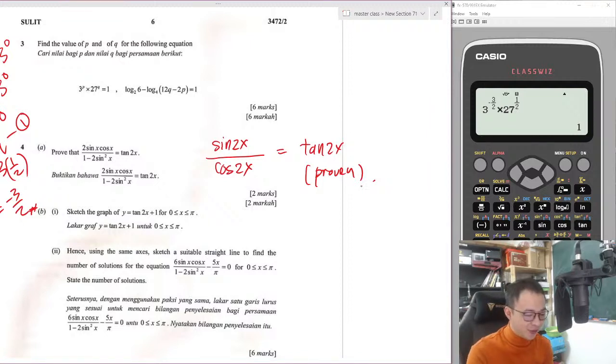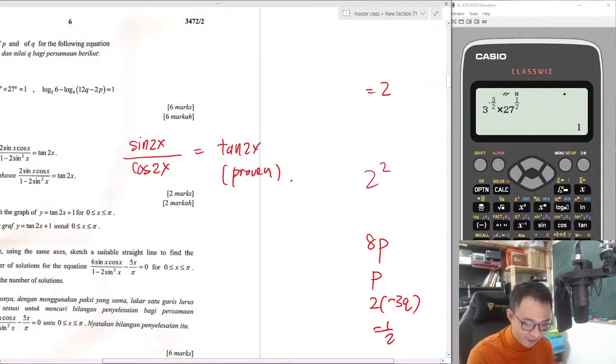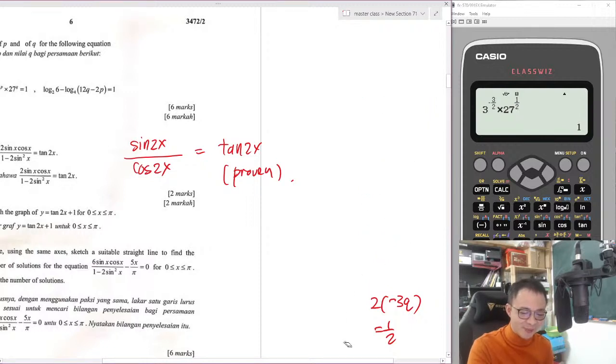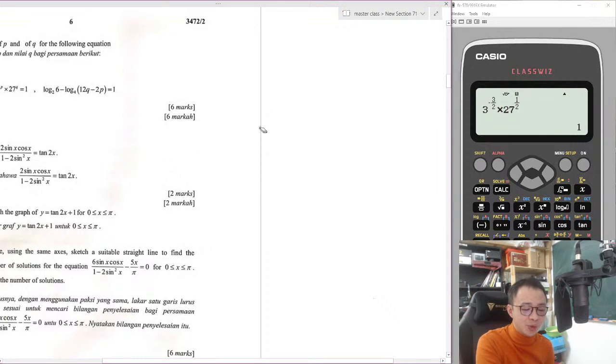Alright, then I'm going to move on to part B. Okay, they asked me to sketch a graph for y equals tangent 2x plus 1. So when I sketch a tangent graph, I can sketch quite fast because, yeah, I'm a pro here. No, I'm kidding. Yeah, because I'm used to the tangent graph very much. So right now my objective is tangent 2x plus 1.